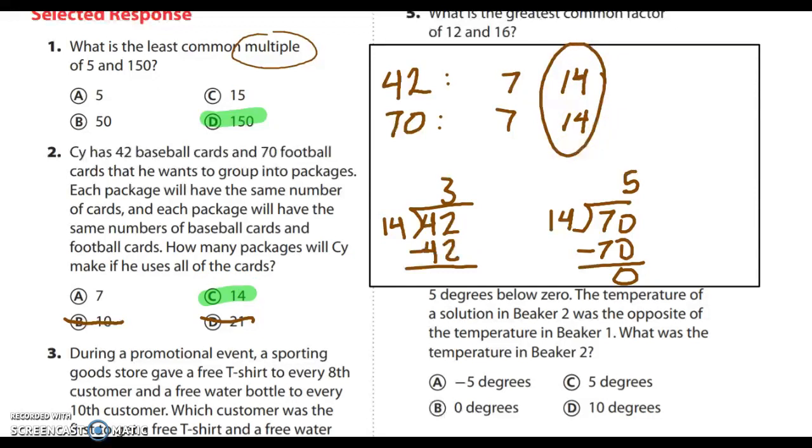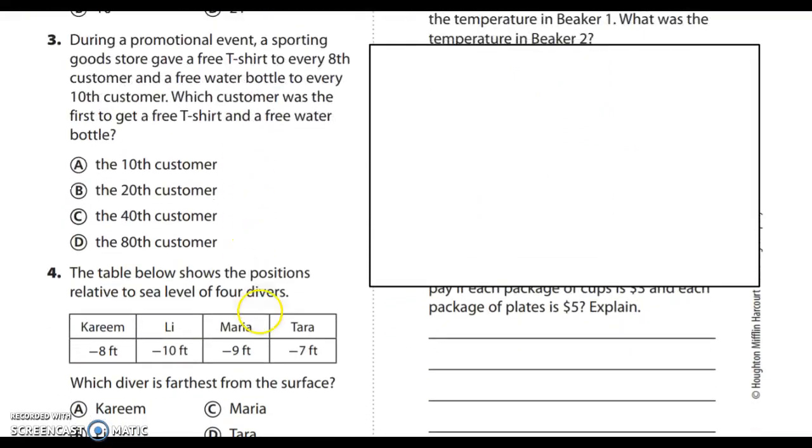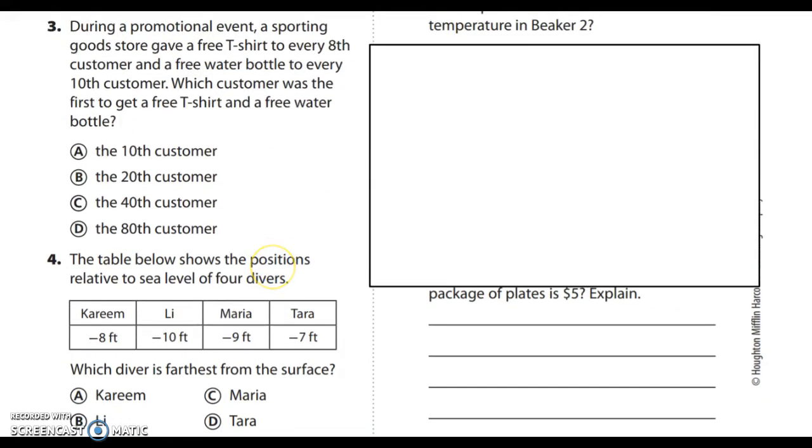All right, I need to clear my annotations here and move on to numbers 3 and 4. I think I can see both, so I'm going to go ahead and use this. Number 3 reads, during a promotional event, a sporting goods store gave a free t-shirt to every 8th customer and a free water bottle to every 10th customer. Which customer was the first to get a free t-shirt and a free water bottle?